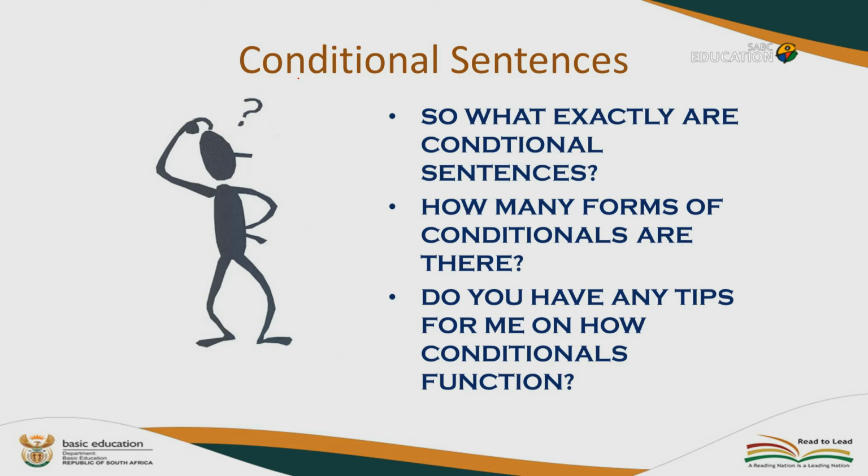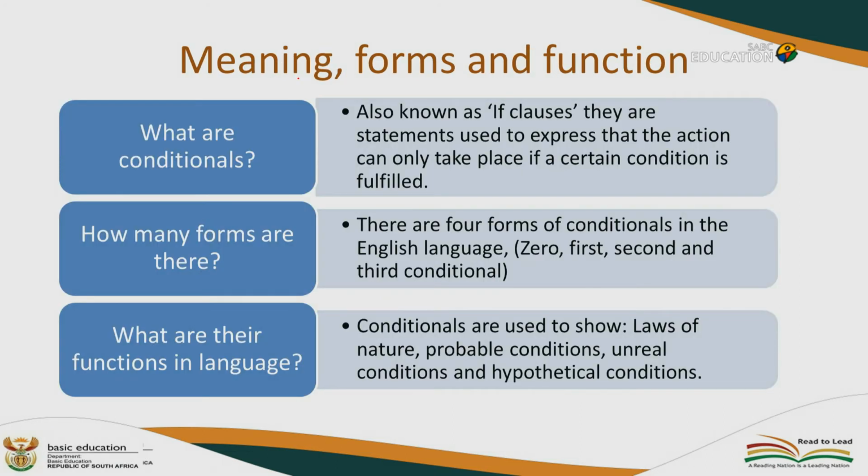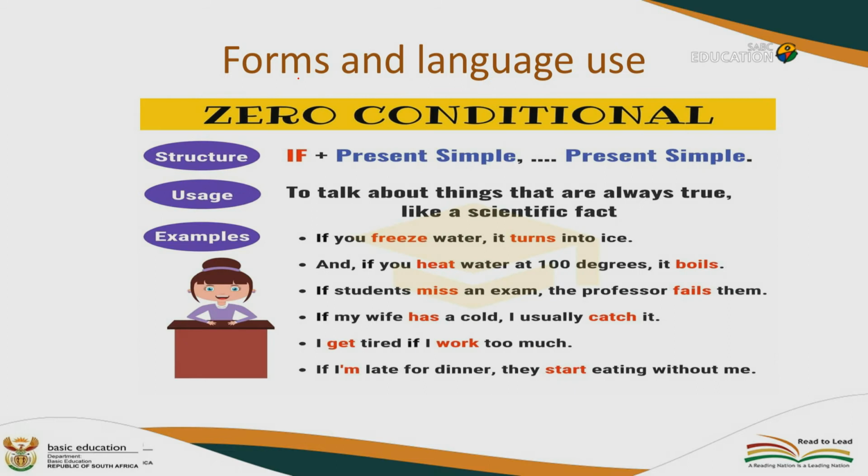Let us look at conditional sentences. There are three types of conditional sentences in the English language. The first one, it is the zero conditional. There are actually four. The zero conditional, the first conditional, as well as the third conditional. The zero conditional is a sentence that basically talks about laws of nature or facts. So if something happens, definitely an existing result will occur. For example, if you freeze water, yes, it will turn into ice.